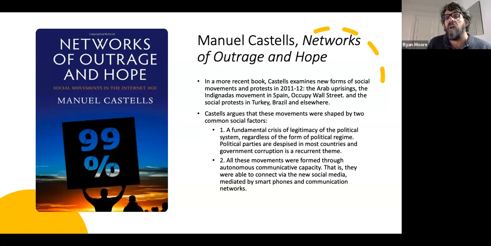only have themselves. So all these movements were formed through autonomous communicative capacity. That is, they were able to connect via the new social media, mediated by smartphones and communications networks. So again, the emphasis on technology and the way that these forms of communication technology enable these kinds of movements.